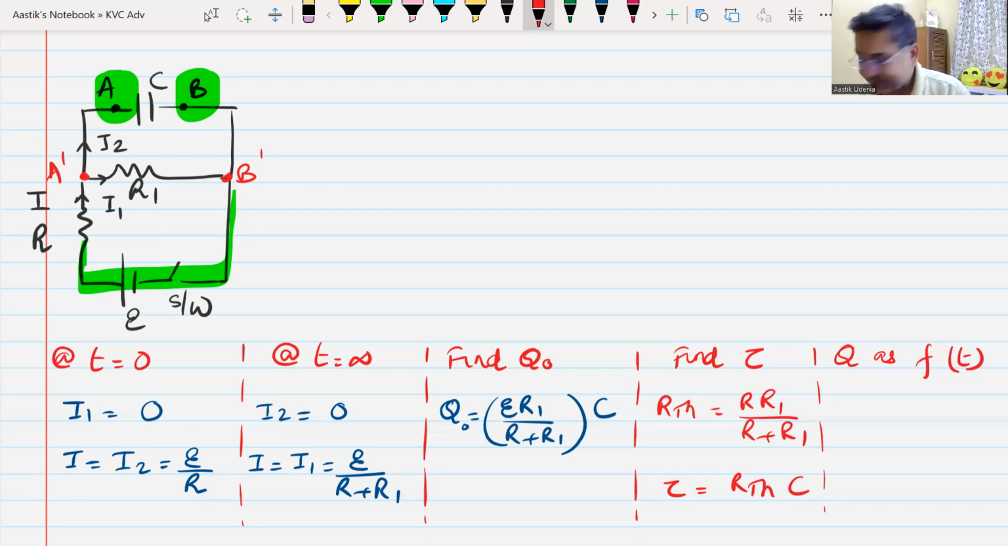And the answer for this one is Q as a function of time. Sir, E R1 by R1 plus R, into C, into 1 minus e power minus t by tau. Q is equal to Q naught into 1 minus e raised to the power minus t by tau. Everything we have calculated. This is my Q naught.